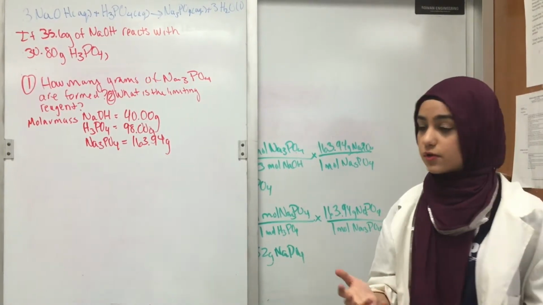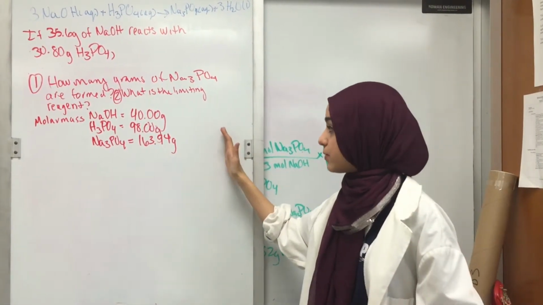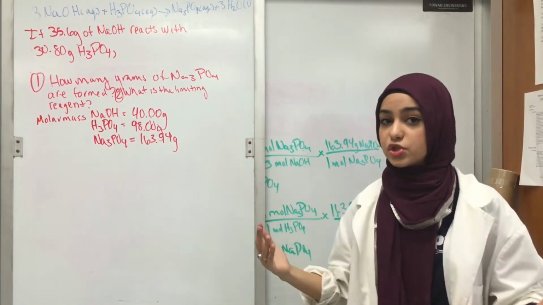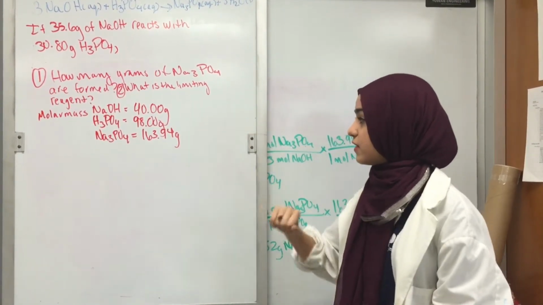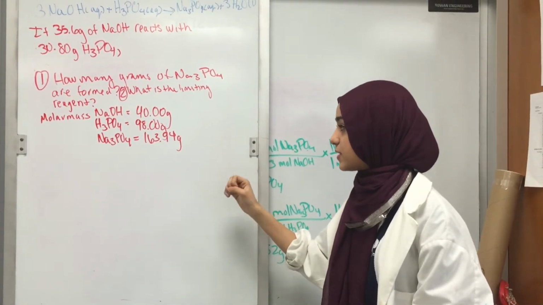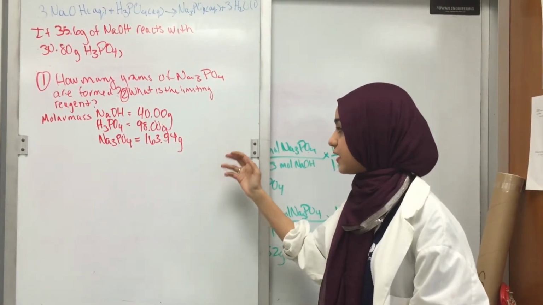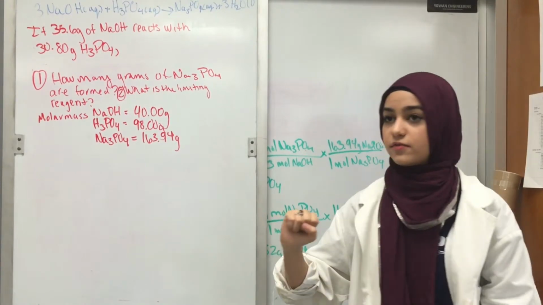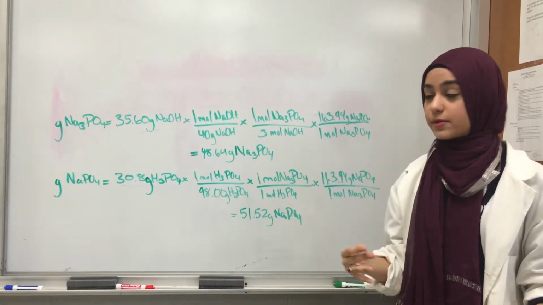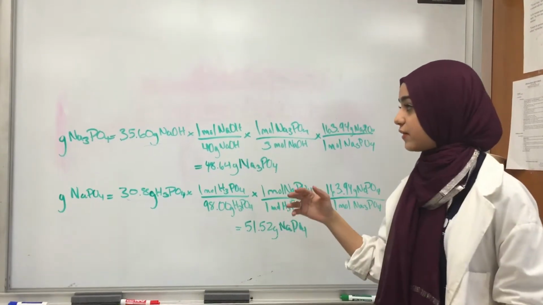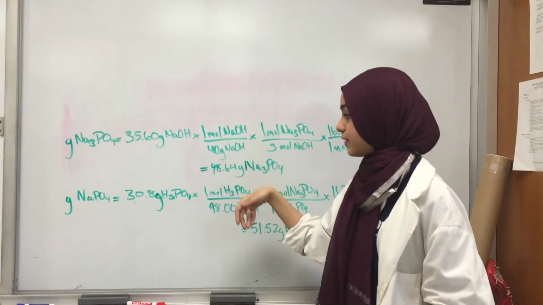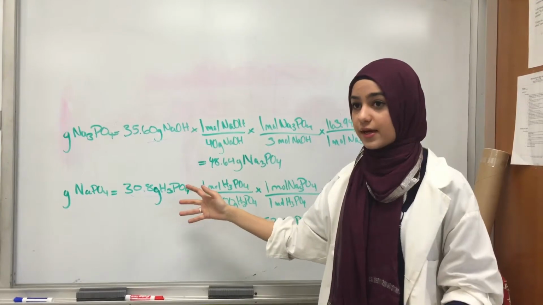So in order to know this, we have to find the molar mass of each of the things that we're interested in. The molar mass of sodium hydroxide is 40 grams, the molar mass of H3PO4 is 98 grams, and the molar mass of Na3PO4 is 163.94 grams. In order to find out which one is limiting, we have to find the grams of Na3PO4 formed in regards to both of the reactants.